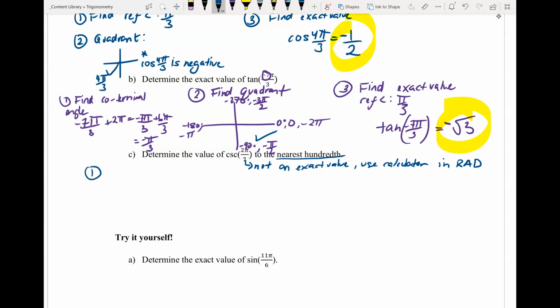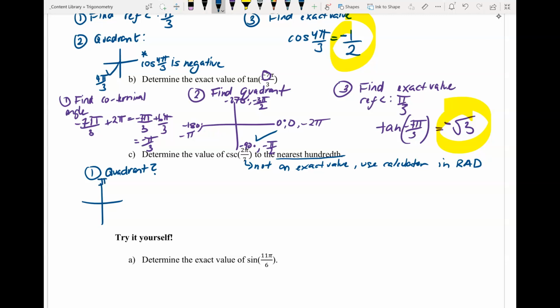The first thing we're going to do is figure out what quadrant it's in, because this will help us determine if the exact value you're going to get is positive or negative. So for 2 pi over 7, we have a calculator, so we can literally just type in 2 times pi divided by 7 to figure out what quadrant it would be in. And you look at the decimal number.